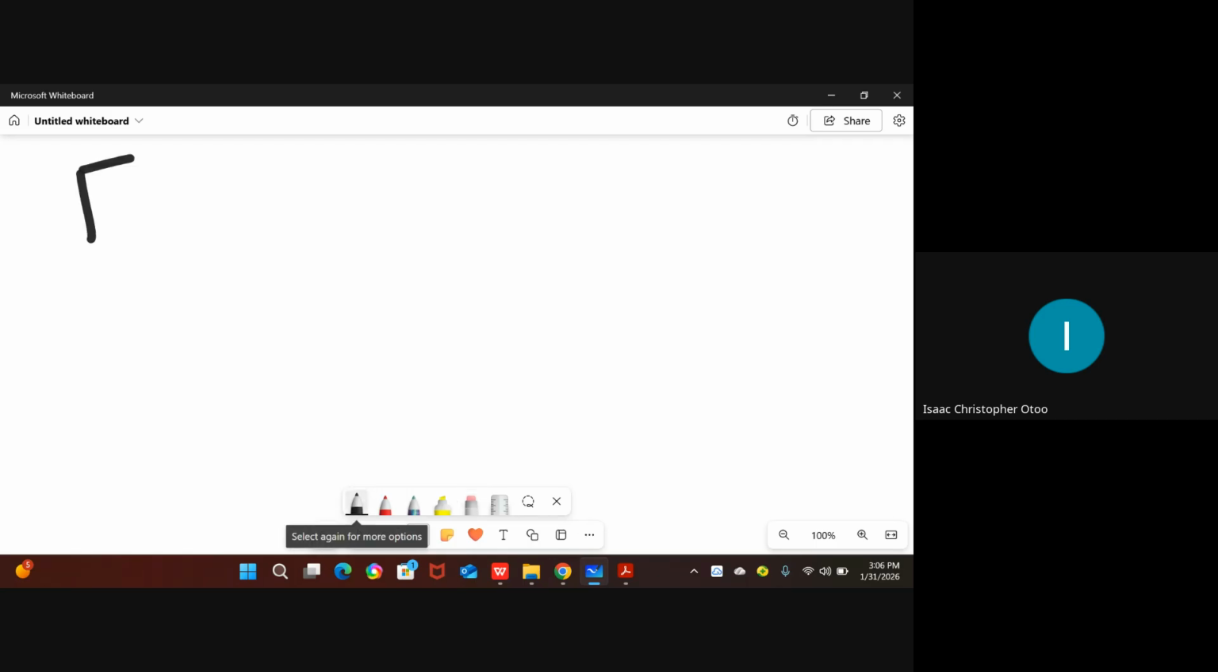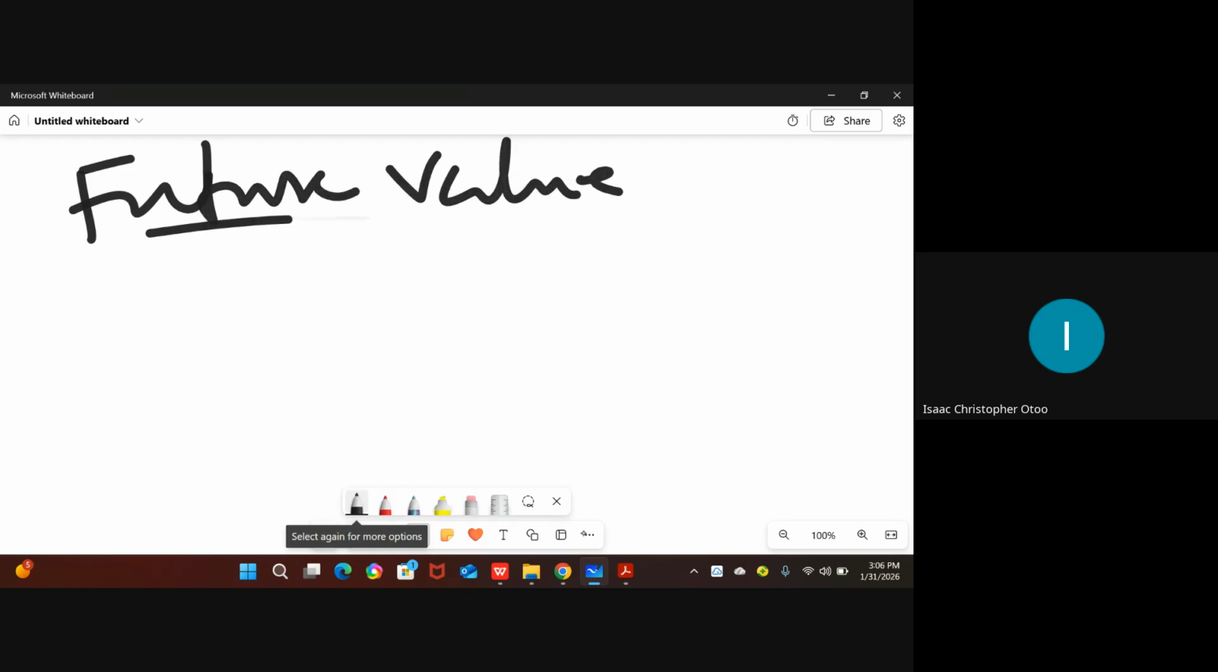Now we are going to the future value. The future value is the opposite of the present value. Here, what we are doing is determining the future amount of a present value. Determine the future value of a present amount.